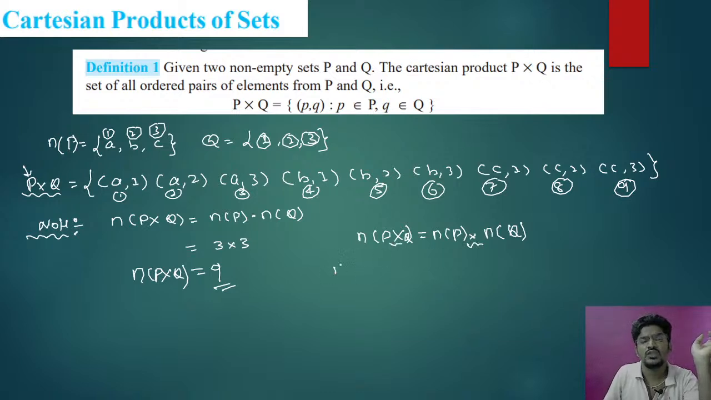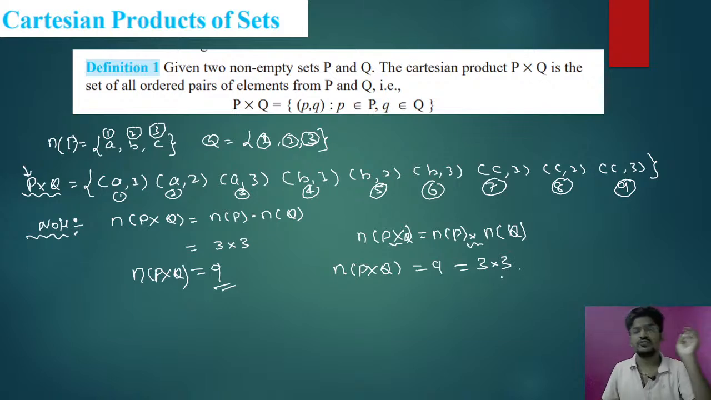So the number of elements in P cross Q is going to be 9. That is nothing but 3 multiplied with 3. Therefore 9 elements are present in P cross Q. Clear? So from that you can understand how to find the number of elements in P cross Q.